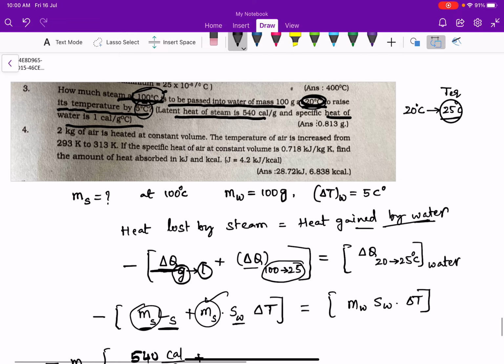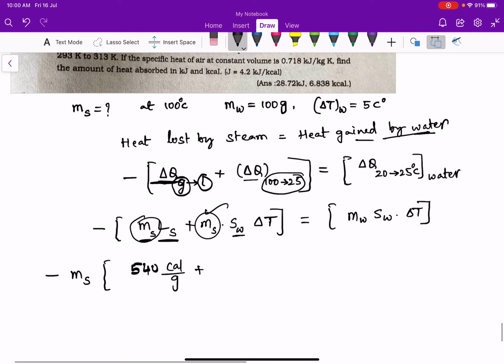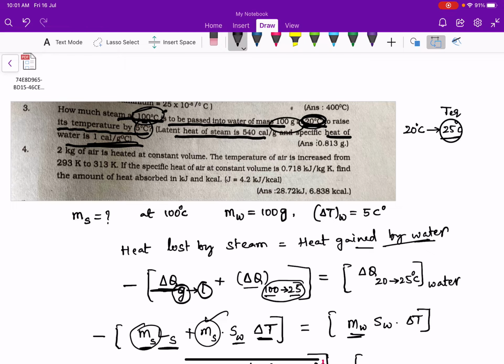Specific heat of water is how much? 1 calorie per gram per Celsius, into change in temperature. The temperature decreases from 100 to 25, so final temperature 25 minus initial temperature 100 Celsius degrees. Here Celsius and Celsius cancel, which is equal to the mass of the water that is given. He has given the mass of the water as 100 grams.